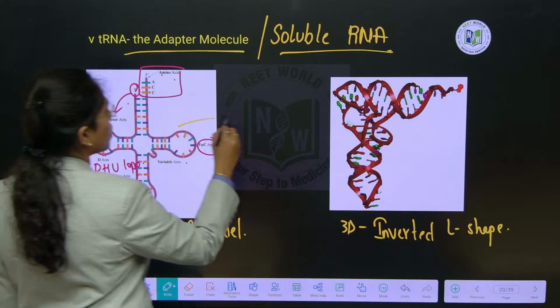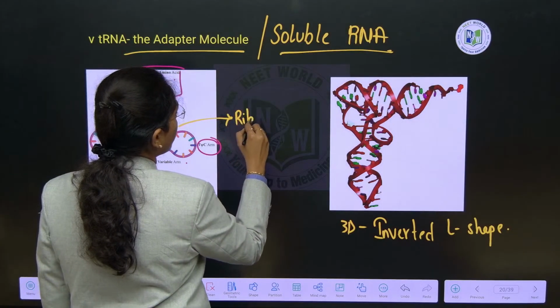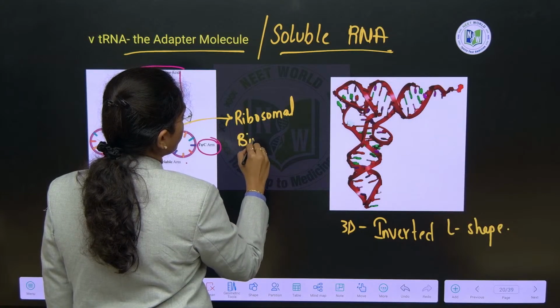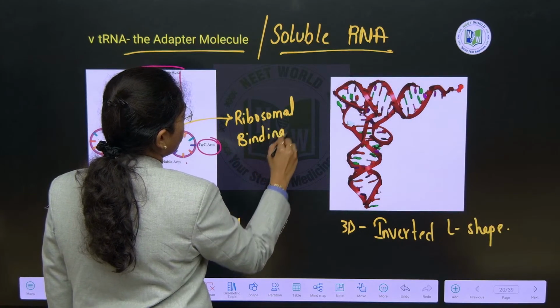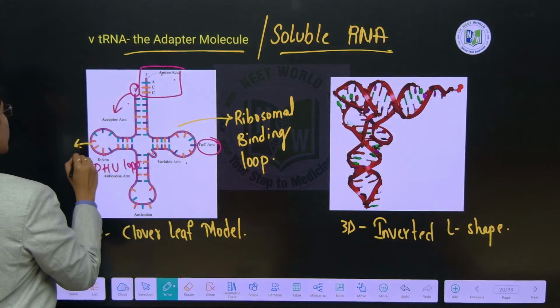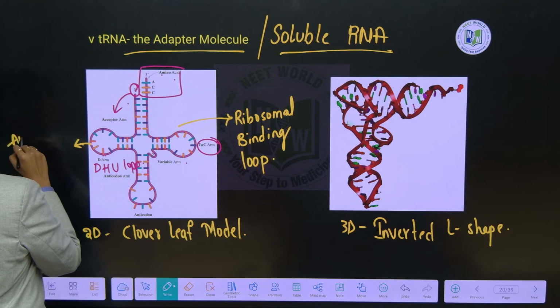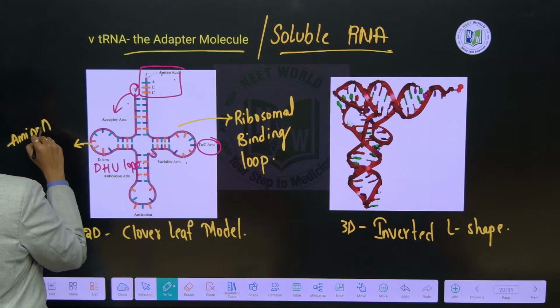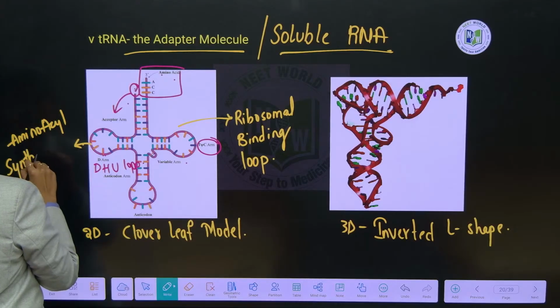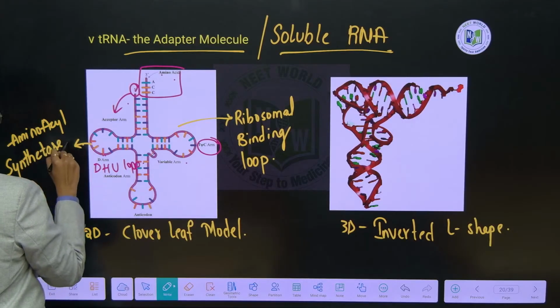This is the ribosomal binding loop and this will be the amino acyl synthetase loop.